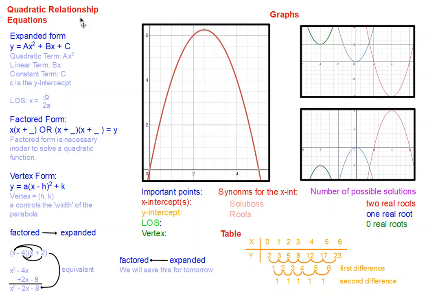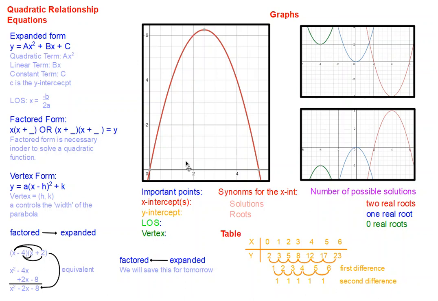A quadratic relationship in graphic form has a graph that is a parabola, and this shape is a parabola. Parabolas can open down, and this is an example of a parabola that is opening down. Parabolas can also open up, and on this graph right here, you have three examples of parabolas that are opening up. Now, when we're talking about parabolas, parabolas have important points.